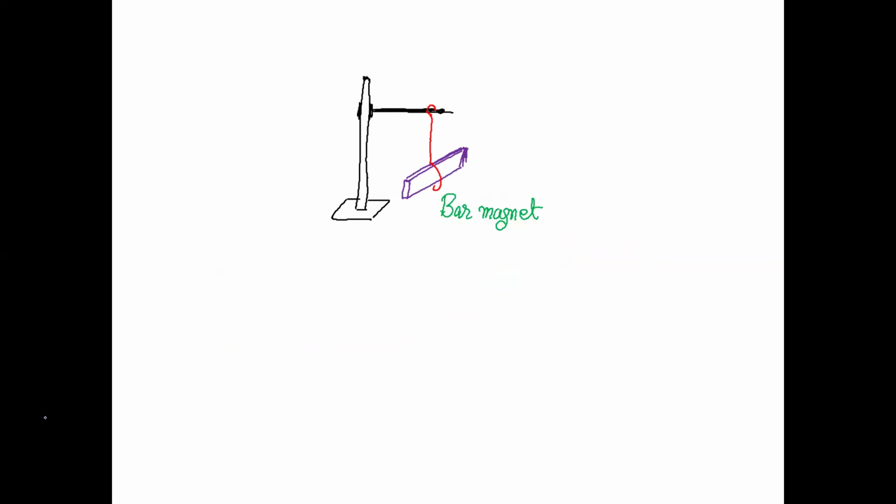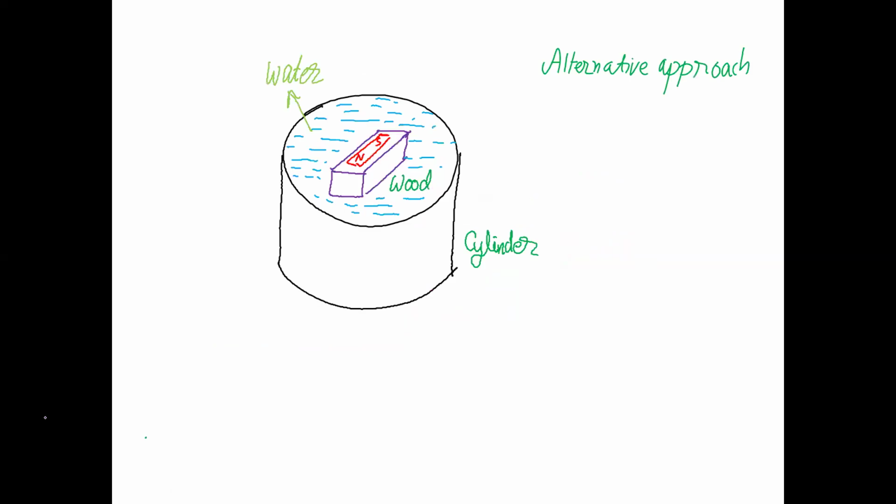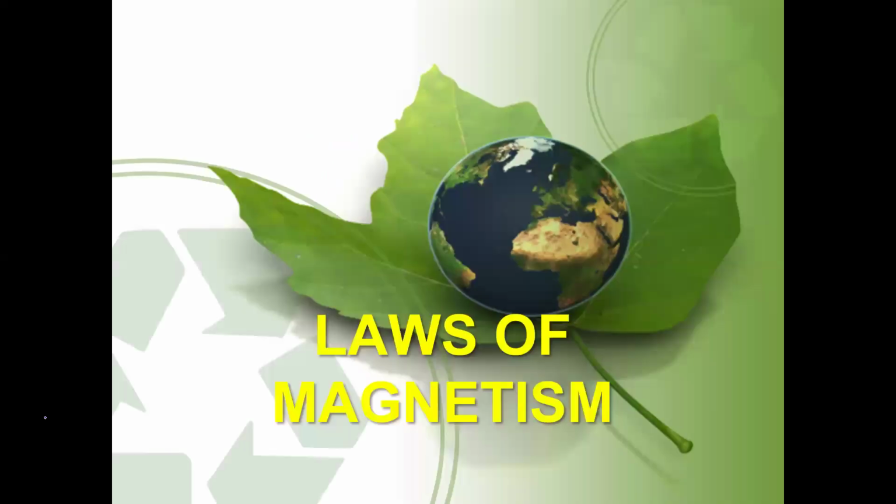This is an investigation. You suspend the bar magnet freely like on a thread, or you put the bar magnet on a piece of wood and you allow the wood to float on water so that it can move freely in any direction. It will swing itself and it will show the direction of the earth's magnetic field.